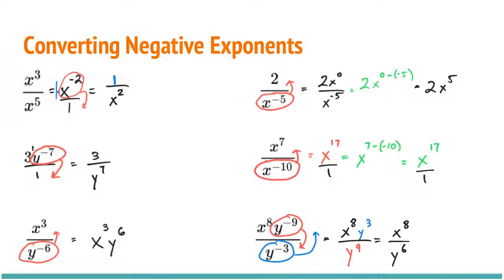You could use your property where you'd have x to the 8th, which stands on its own, and y to the negative 9th minus a negative 3, which then would become your x to the 8th, y to the negative 6th, which you could then take that y to the negative 6th part, move it down to the denominator, and you'd end back with this x to the 8th over y to the 6th.